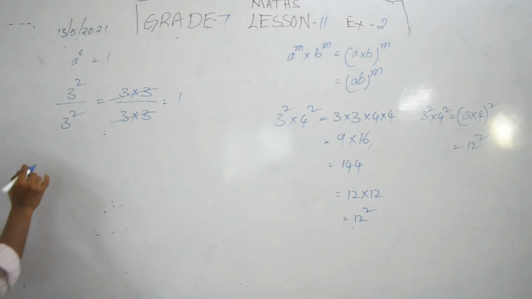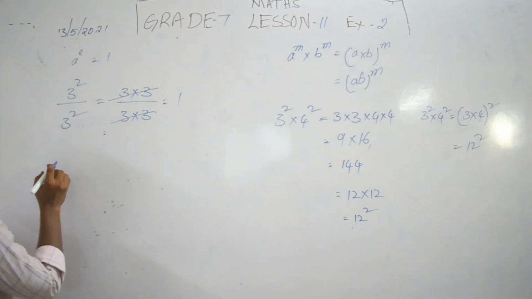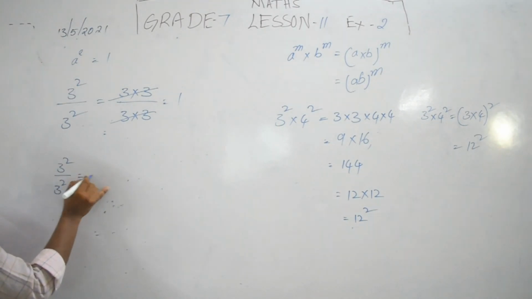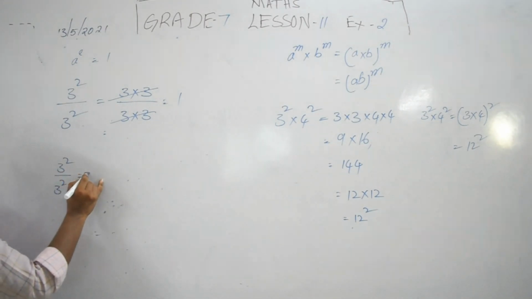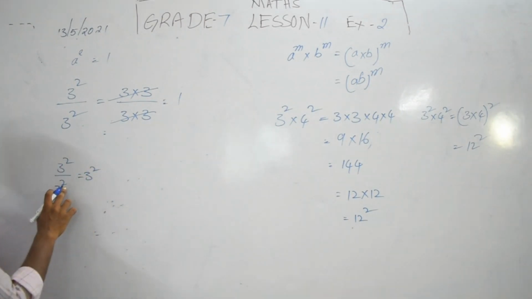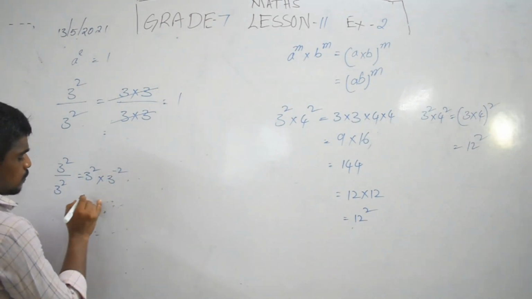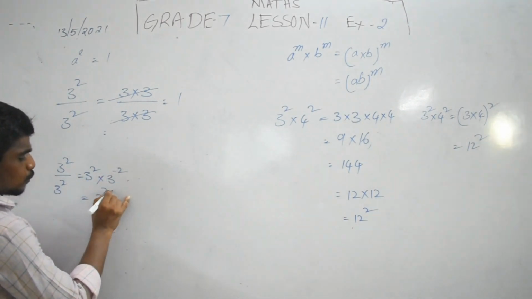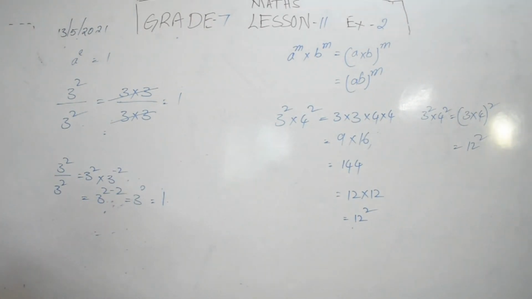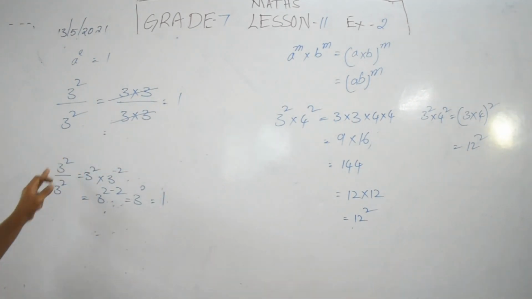Here see. Now we are using this formula. 3 square by 3 square. Here the 3 square moves to the numerator place, the power has a plus symbol and changes to a minus symbol. 3 power 2 minus 2, so 3 power 0 is 1. Here both give the same answer.